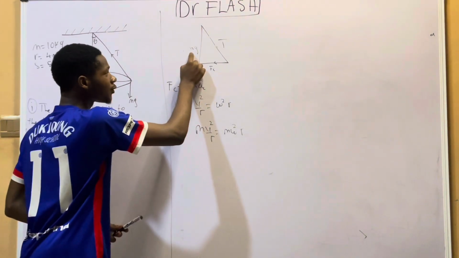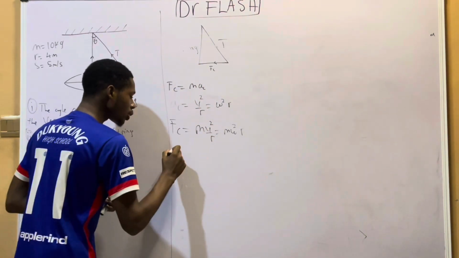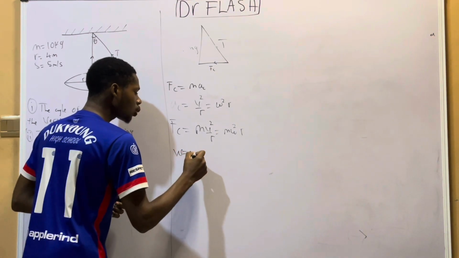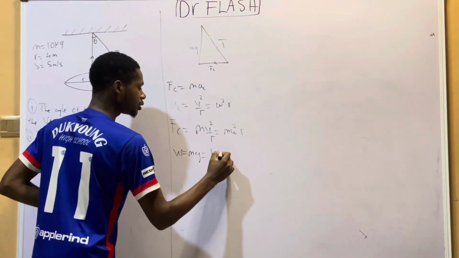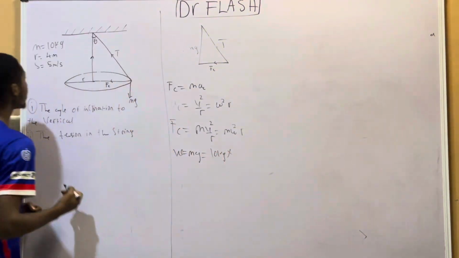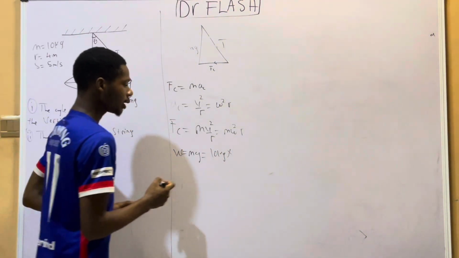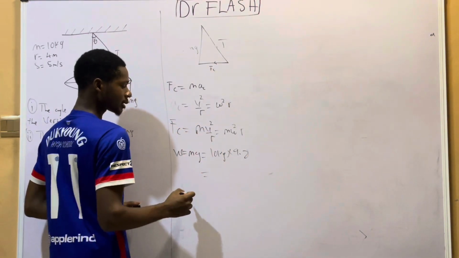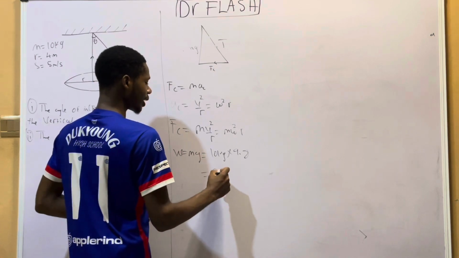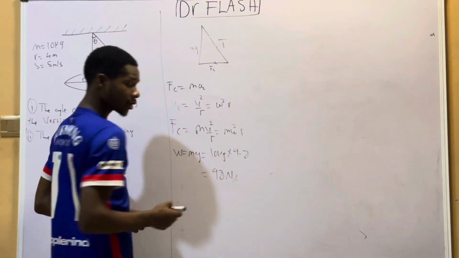Now let's first of all solve for the weight. The weight is equal to mg, w equals mg. The mass was given as 10 kg, multiplied by acceleration due to gravity, which is a constant. Let's make use of 9.8. So when we do the math, we are going to get 10 times 9.8. That gives you 98 newtons as the weight.